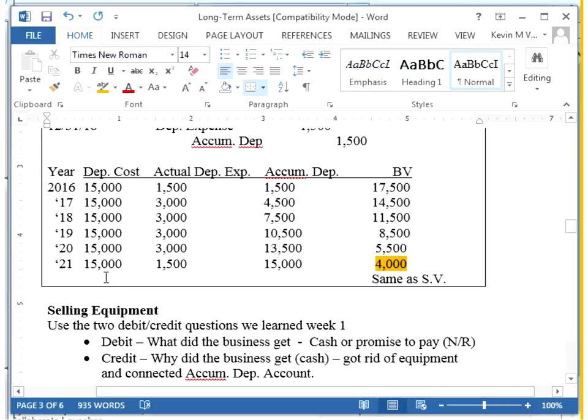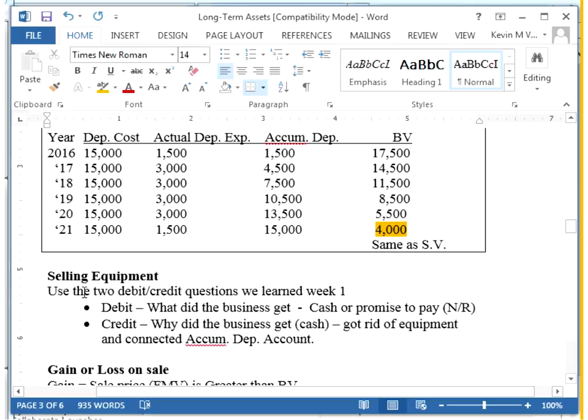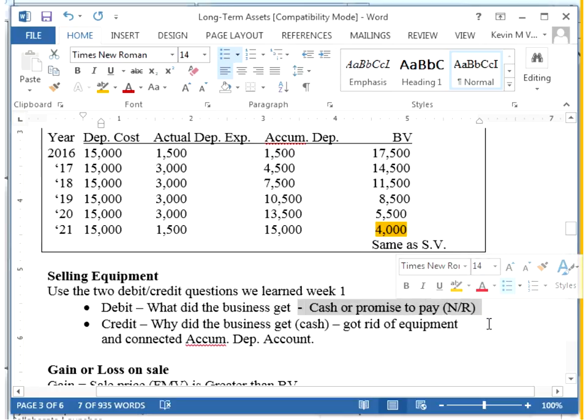Okay, now with the same example, we're going to look at what happens if I do end up selling it, no matter really when it is. What's going to happen when I sell my equipment? Well, we still want to revert back to the 2 debit and credit questions that we learned back in week 1. Our debit question is, well, what did we get? When we sell an asset, we're either going to get one of 2 things most likely. We're going to get cash or a promise to pay. Most likely it'll be a note. If it's a big asset, it's going to take them a while to pay it off.